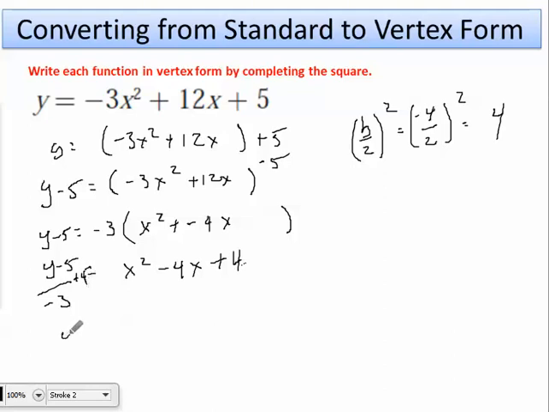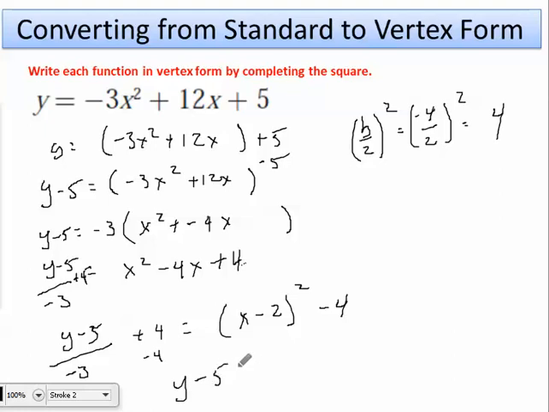Okay? So I get y minus 5 over negative 3 plus 4 equals x minus 2 squared. Well, I want to put it back into the right form, so I'm going to subtract the 4 back out over here. I'm going to multiply by the negative 3, so I'm going to get y minus 5 is equal to negative 3 times x minus 2 squared plus 12.